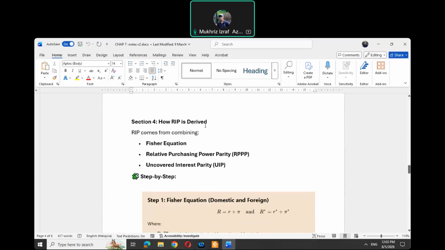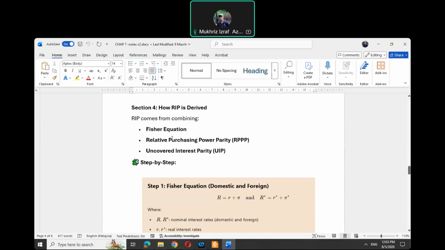Okay. So how is RIP derived? It came from three components, basically. The Fisher equation, which we just discussed just now. They define real interest rate as the nominal minus expected inflation. And then the real purchasing power parity, which we already learned in the previous chapters. And then also uncovered interest parity, which we also learned before in the previous chapter. So the combination of these three concepts will allow us to arrive at the equilibrium or the final equation from the Fisher equation just now.